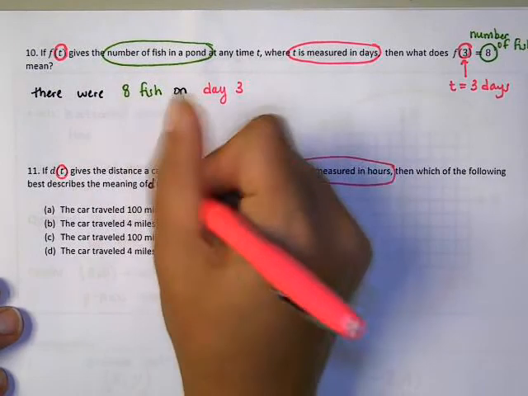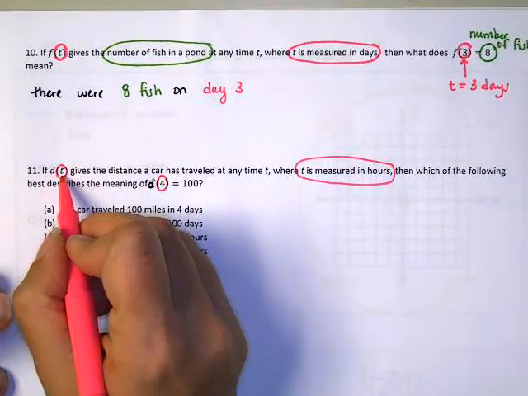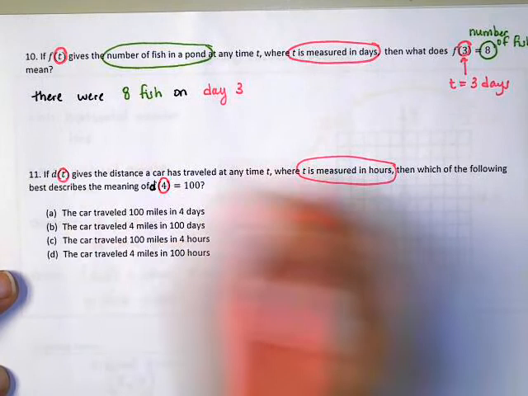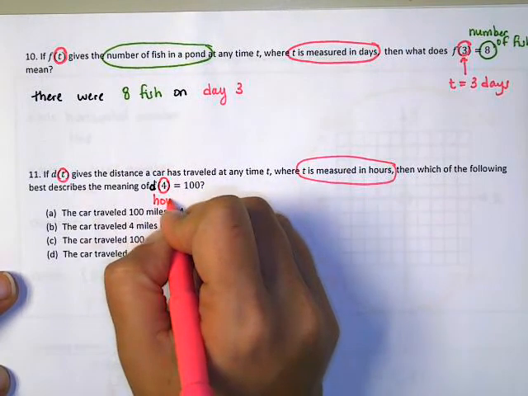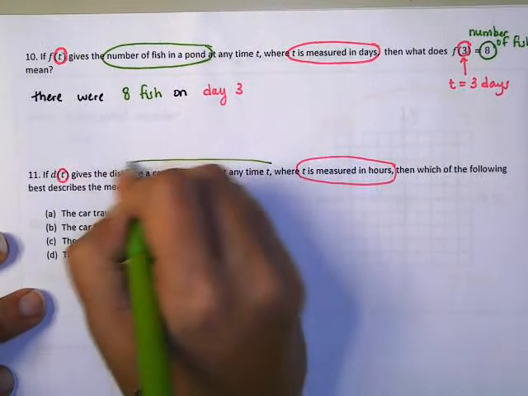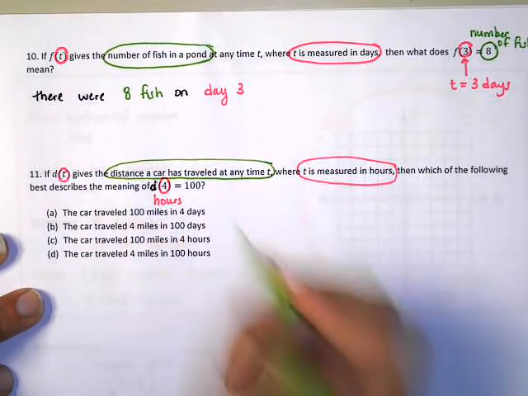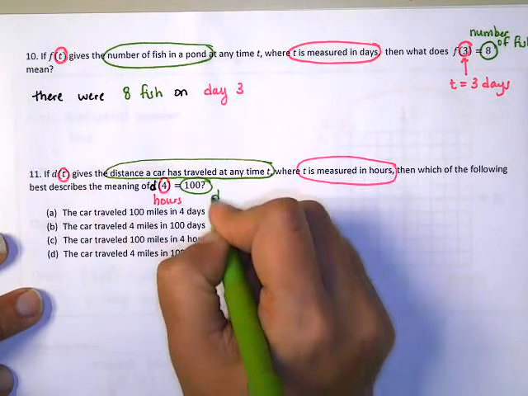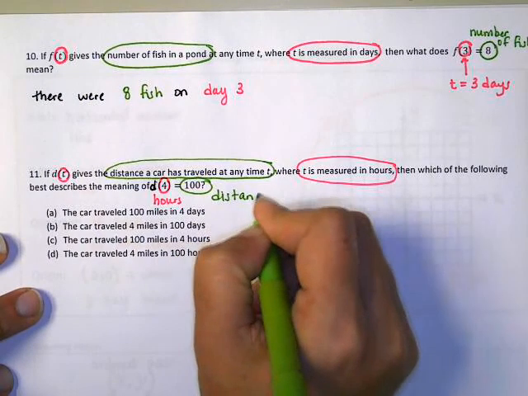Well, since the 4 is inside the parentheses, just like the t, and the t is the time measured in hours, it must be 4 hours. It also tells me that I'm measuring the distance the car has traveled. So the 100 must be the distance the car has traveled.